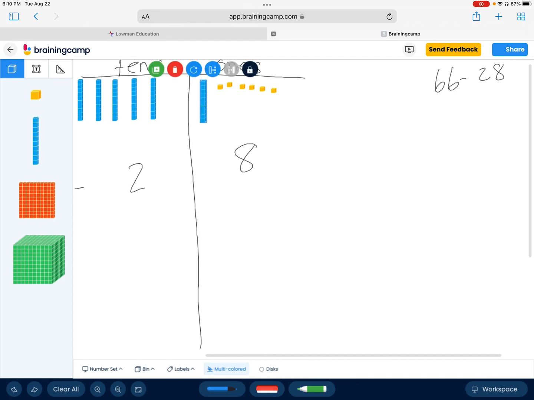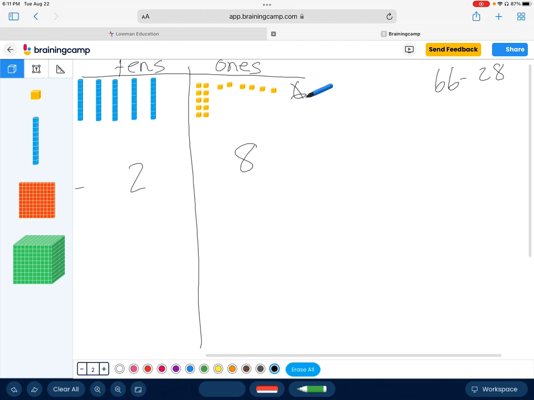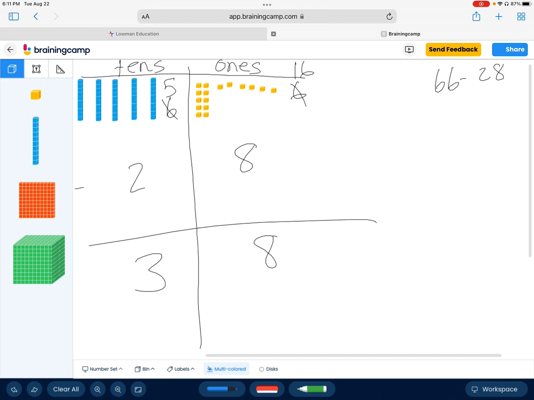And when we do that and unbundle it back into ones, that is going to give us plenty of ones to take 8 away from. So now I don't have 6 ones anymore. I now have 16 ones in the ones column. I no longer have 6 tens because I took one away and gave it back to the ones. I now have 5 tens. We can work the subtraction problem from here. 16 minus 8 is 8, and 5 minus 2 is 3. 38 would be the correct answer.